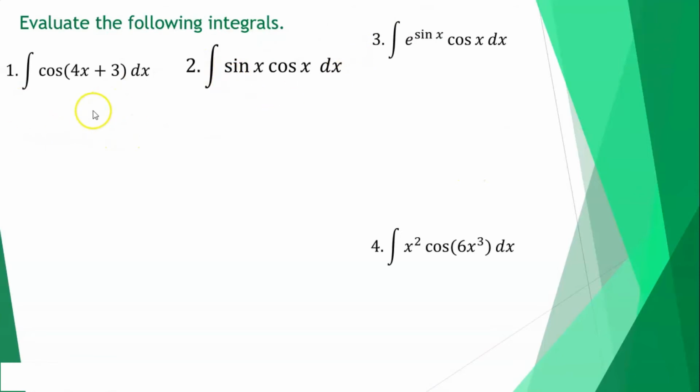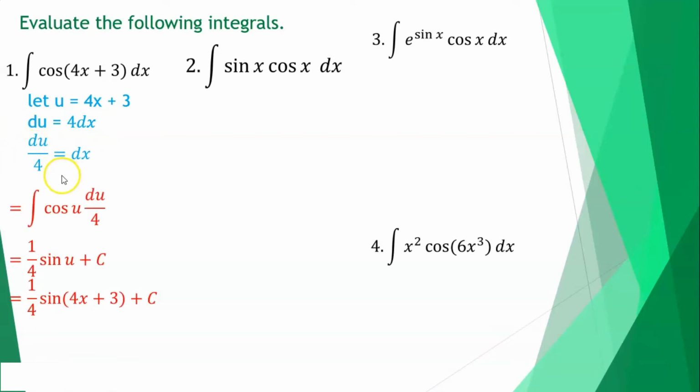Evaluate the following integral. There are 4 of these. Let's start with number 1: the integral of cosine of 4x plus 3 dx. Let u be 4x plus 3. The derivative of u is du, and the derivative of 4x is 4 dx. Divide by 4, so du over 4 is basically dx.